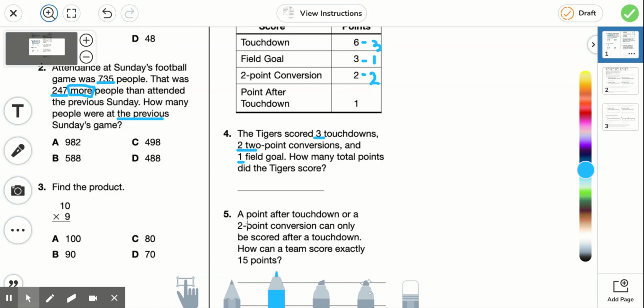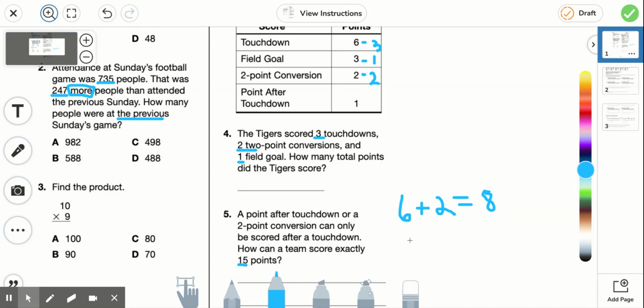Number 5 says a point after a touchdown or a 2-point conversion can only be scored after a touchdown. How can a team score exactly 15 points? Well, if I got a touchdown, that's 6 points, right? And let's say that after that, I got a 2-point conversion. That would equal a total of an 8-point score.